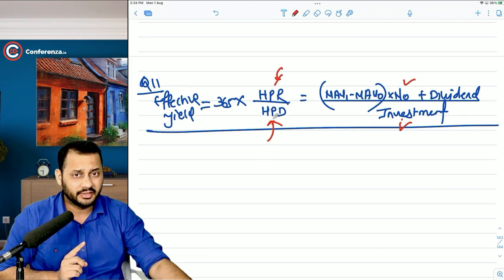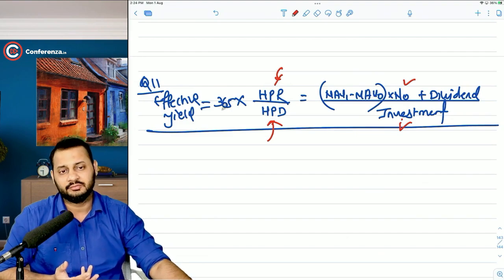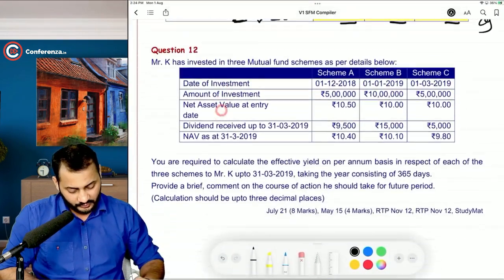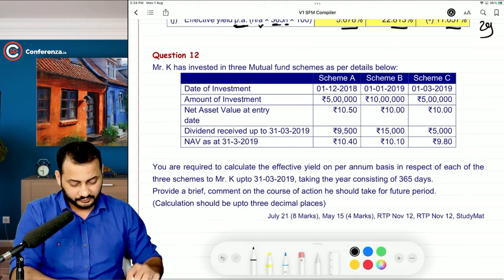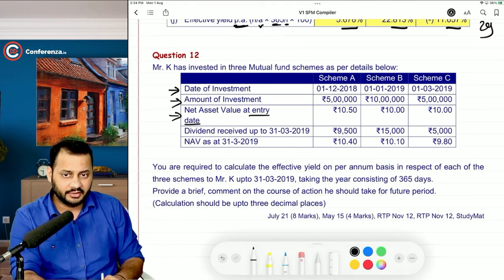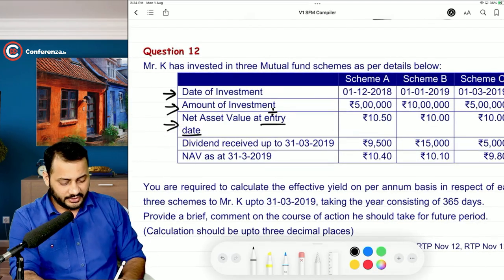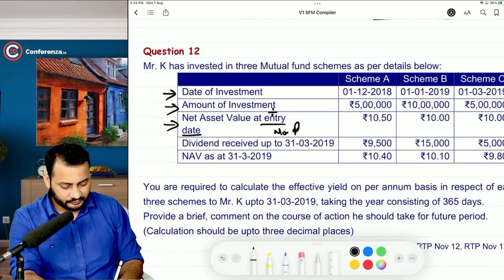And then when the per day return is multiplied by 365, it becomes the annual return. Getting it? Okay, come over to the question. This is the same question. You can see the date of investment, amount of investment, and the net asset value at entry date. When you divide the amount of investment by the NAV, you will get the number of units.